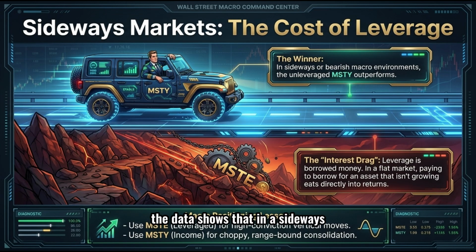Interestingly, the data shows that in a sideways or bearish macro environment, the unleveraged version MSTY is the clear winner. Why? Because leverage is a cost. You are paying to borrow money to buy an asset that isn't growing. In a flat market, that interest drag eats into your returns. MSTY, being unleveraged, avoids this drag and survives purely on the rent from the covered calls.